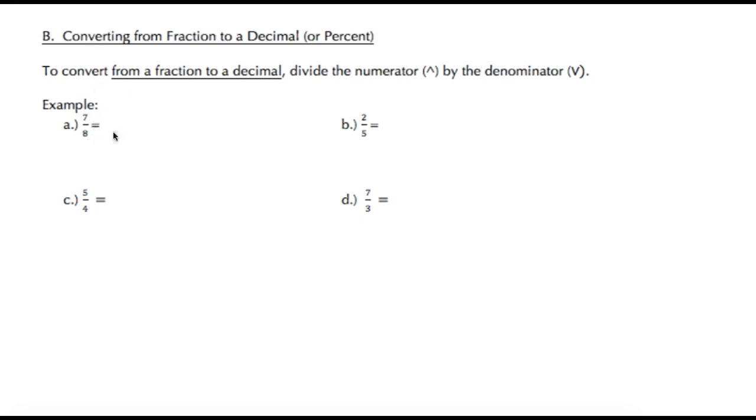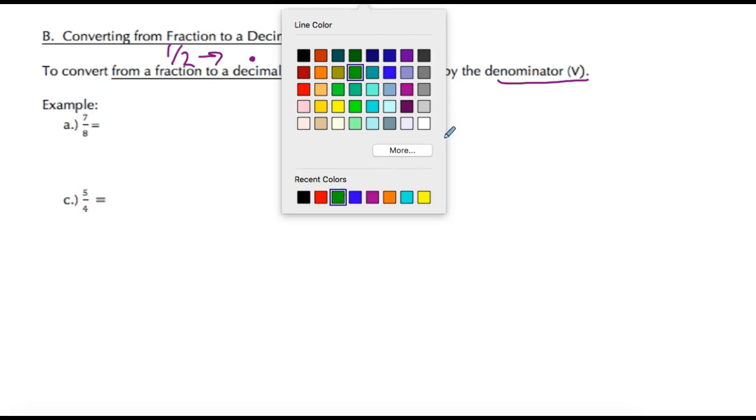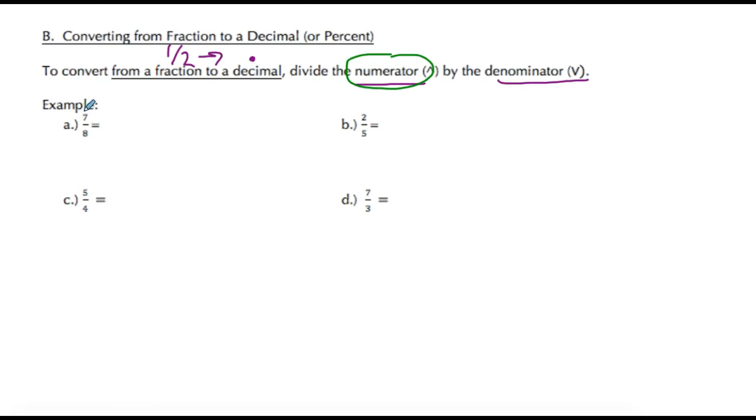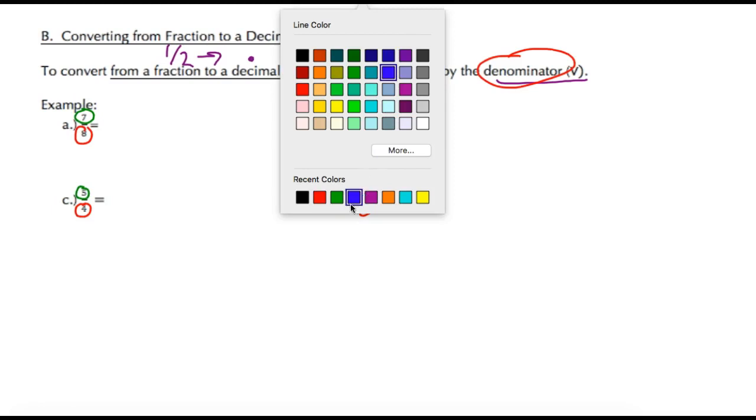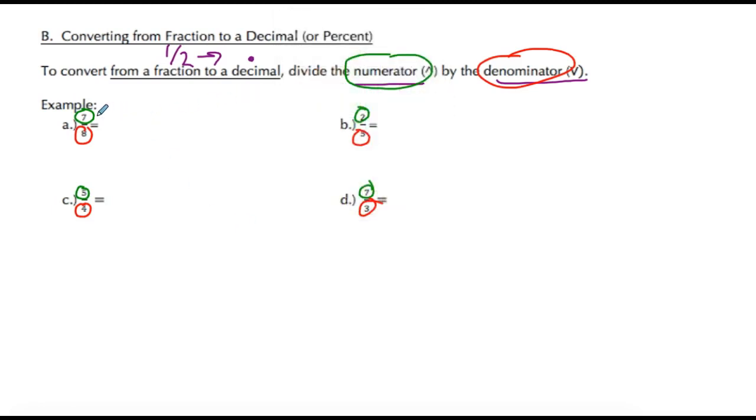So 7 over 8. If we want to convert a fraction to a decimal, so we're going from the fraction to a decimal, we're going to divide the numerator by the denominator. Numerator means we have a number on top. My numerators are on top. My denominators are on bottom. Color coding that for you so you make sure you know which one is which, because if you do it the other way, you'll get a completely different decimal. So what we're going to do is take the numerator.